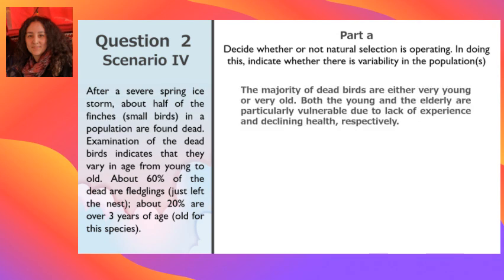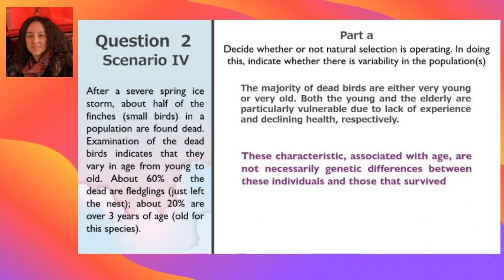So the majority of dead birds are either very young or very old. Both the young and the elderly are particularly vulnerable due to a lack of experience and declining health, respectively. So these characteristics associated with age are not necessarily genetic differences between the individuals that died and those that survived. So the trait of age isn't a genetic difference between those who died and those who survived.